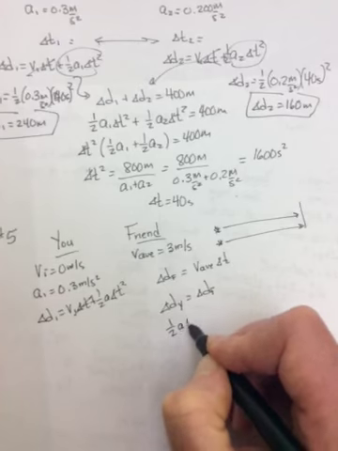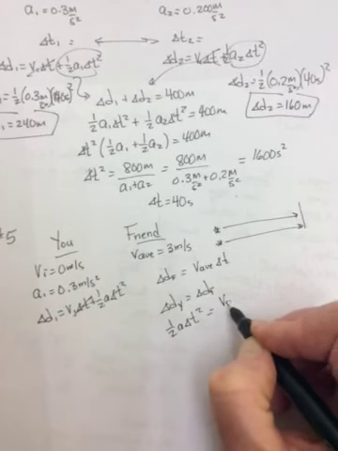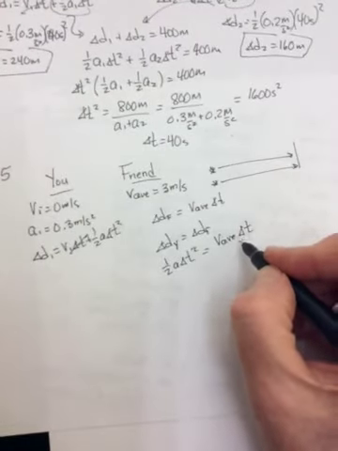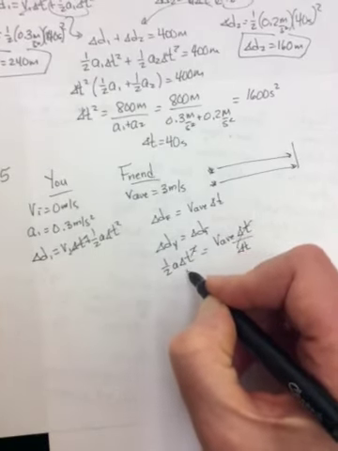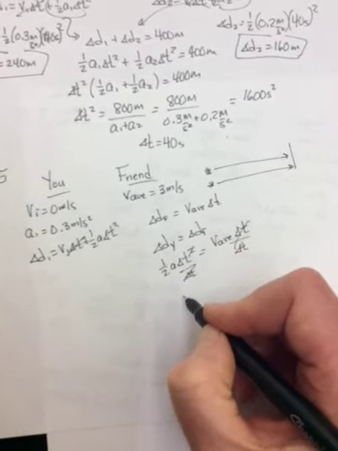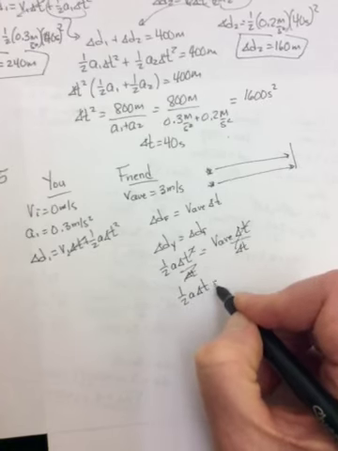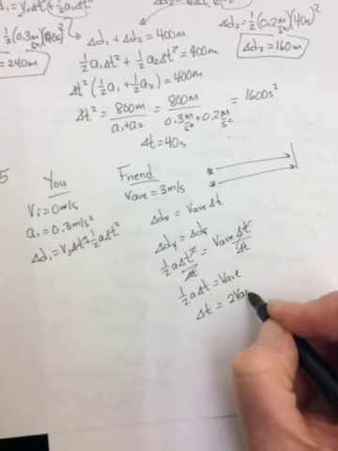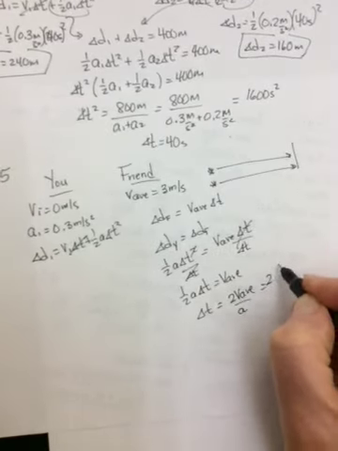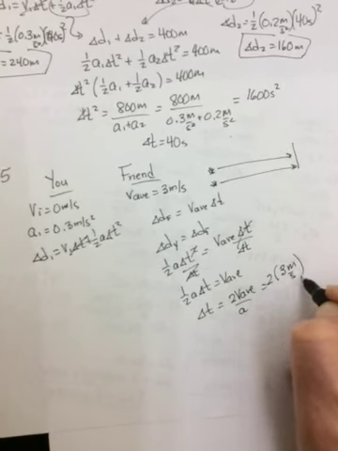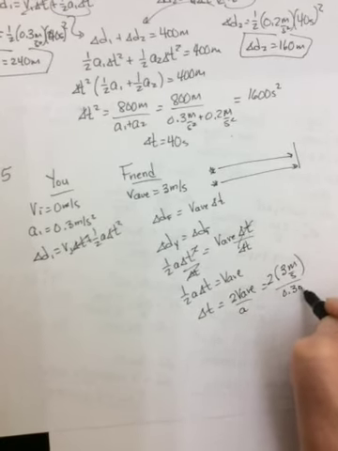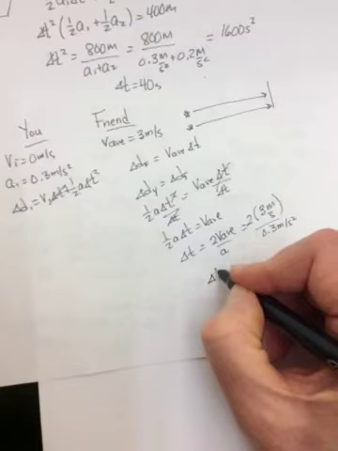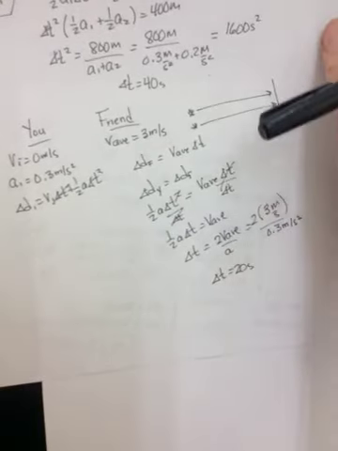So delta D of you must equal delta D of the friend. So 1/2 A delta T squared is equal to VAV delta T. You're trying to solve for delta T. Divide both sides by delta T, because it'll cancel this one out, and it'll cancel that T squared out. So you'll have 1/2 A delta T is equal to VAV. Multiply both sides by 2 and divide by A, so 2 VAV over A. So 2 times 3, that's 6, divided by 0.3 meters per second squared. 6 divided by 0.3 is the same as 60 divided by 3. The time is 20 seconds.